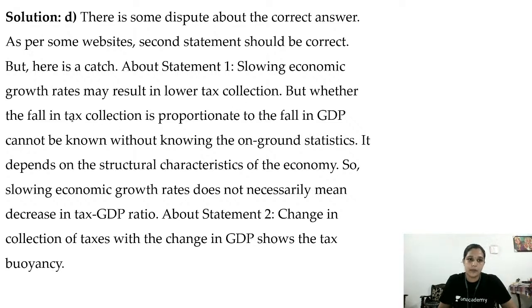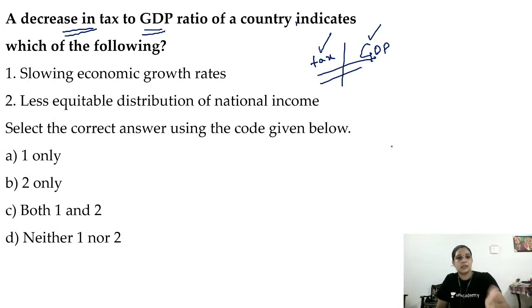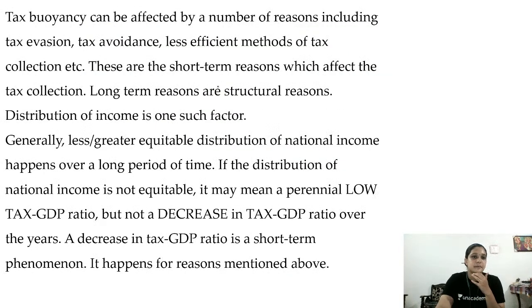But whether fall in tax collection is proportionate to fall in GDP cannot be known without knowledge of on-ground statistics. What is the reason for reduction in tax? That can be based on people evading taxes. That evading taxes has no linkage with slowing economic growth rates or national income. So this is the concept. A decrease in tax to GDP ratio is not having any linkage with economic growth rates or less distribution of national income. It's a completely different concept. Okay. Yes.